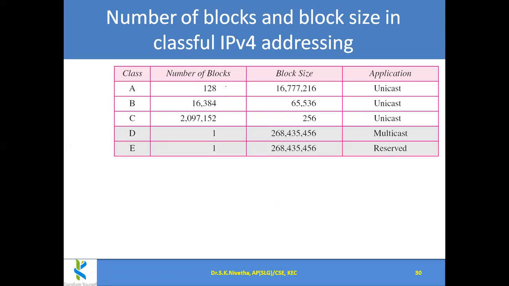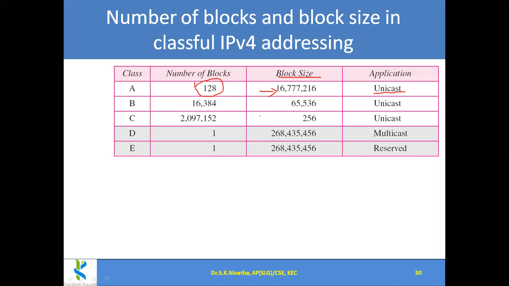Now, the number of blocks and block size in classful IPv4 addressing. As we have told, in class A there are 2 power 7, that is 128, blocks or networks, and each block has these many addresses, which is the size of the block. This is reserved for hosts, for unicast applications. Unicast means one-to-one, one host to another host.